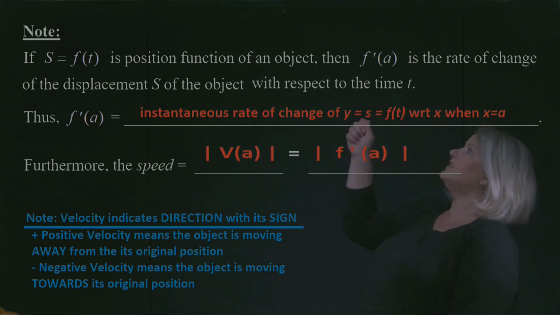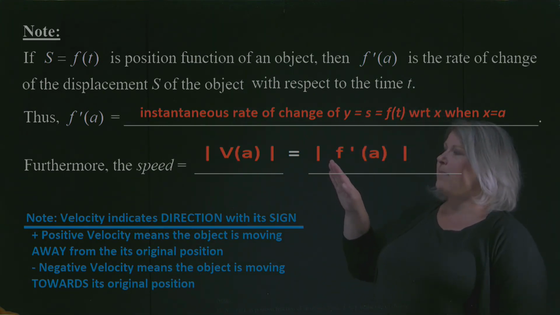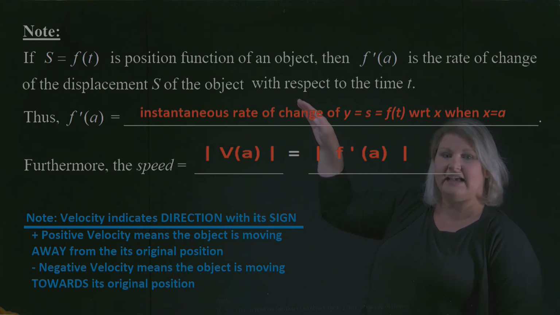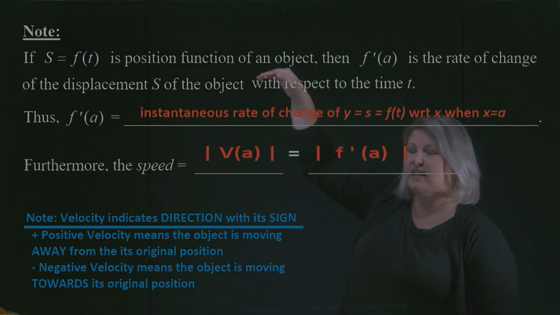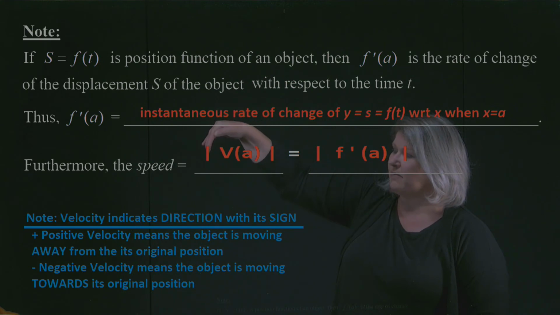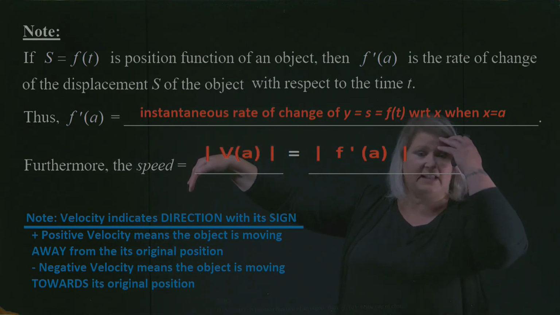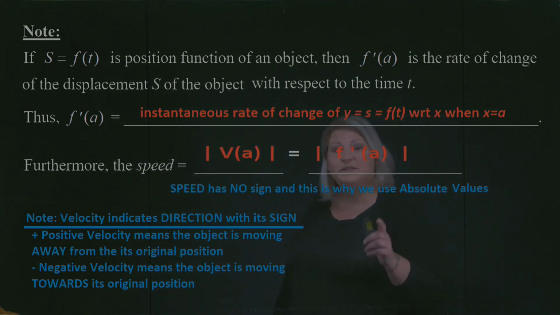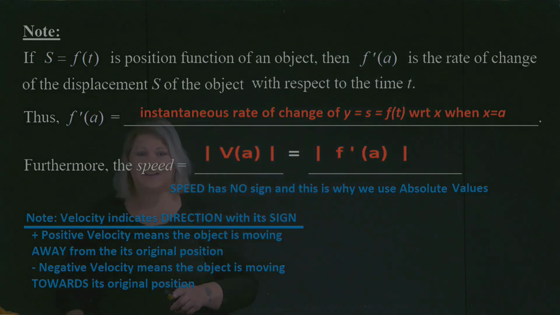So if I throw something from the ground, when it goes up, up, up, it's going to have positive velocity. But once that thing reaches its apex and starts to come down, it's going to have a negative velocity. But speed doesn't have a sign, which is why we use the absolute value.